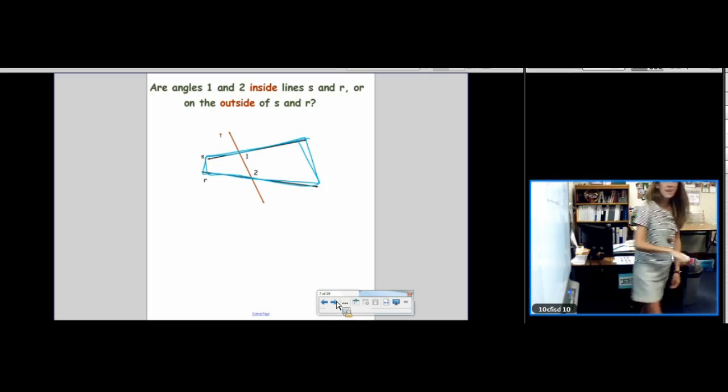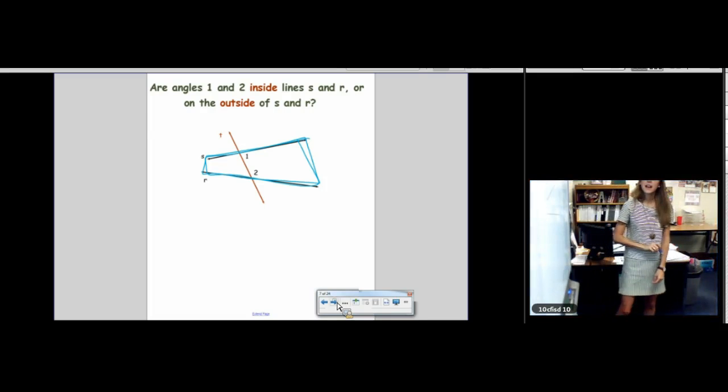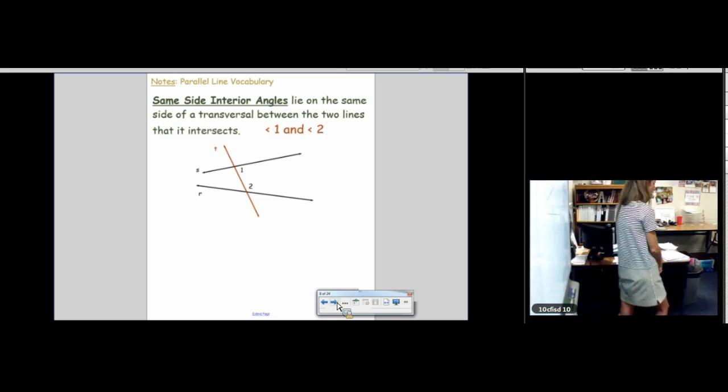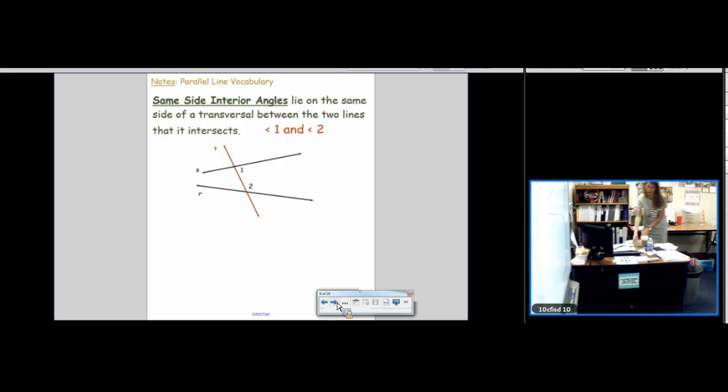So the name of these, are you ready for the big reveal? The name is same side interior angles. Write it down. You can just write same side interior if you want. They're all going to be angles, so you don't have to write the word angle. Same side interior. Same side interior is that word.